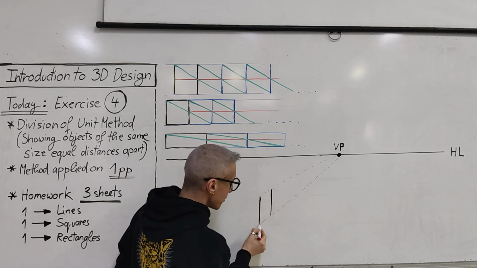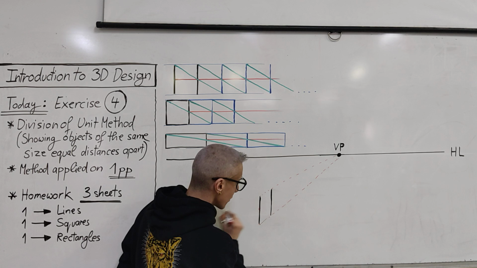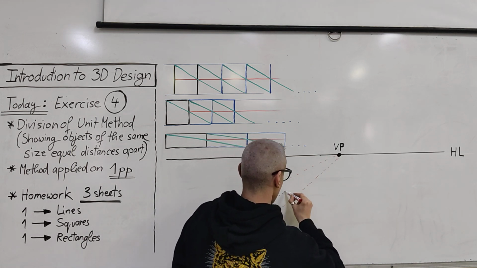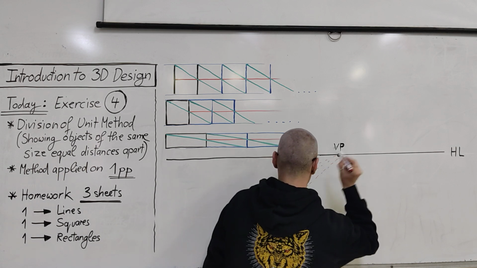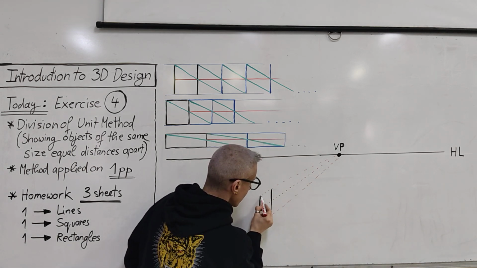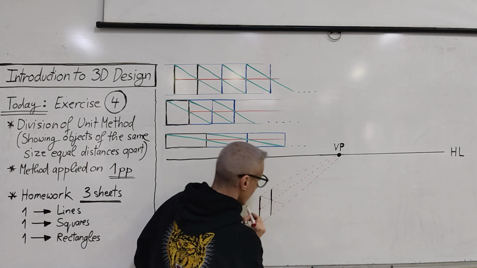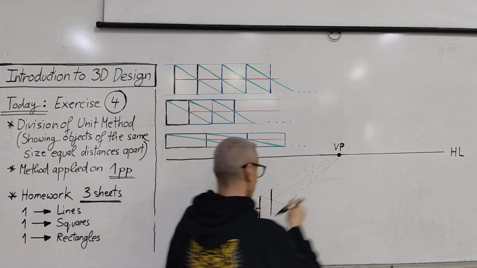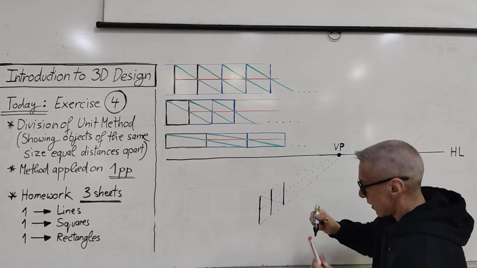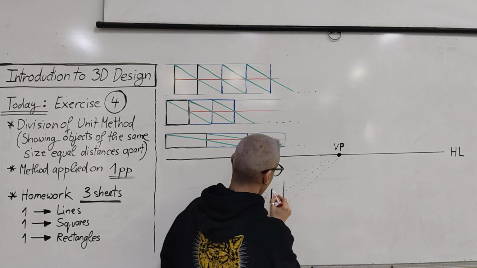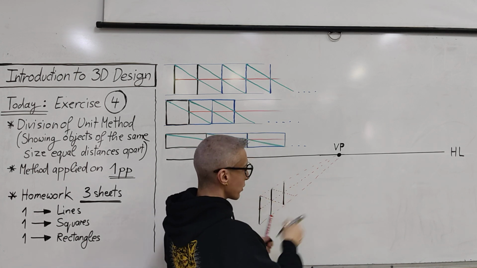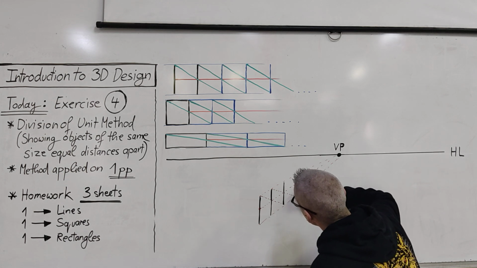So, we will take the midpoint from here to here, and we will go to the vanishing point. Then, from this point through this point, here is the next one. Again, so we can draw as many as we want.